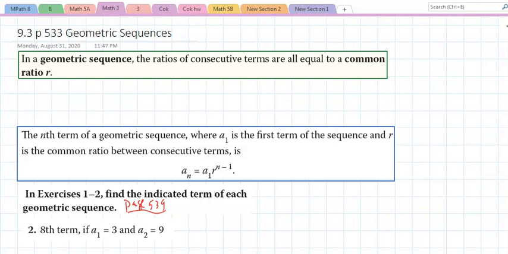Section 9.3 is on page 533, talks about geometric sequences. In a geometric sequence, the ratio of consecutive terms are all equal to a common ratio R. Alright, so geometric series, sequence I should say, or series is coming up. You find a sub 1. To get to the next term, you multiply by R.